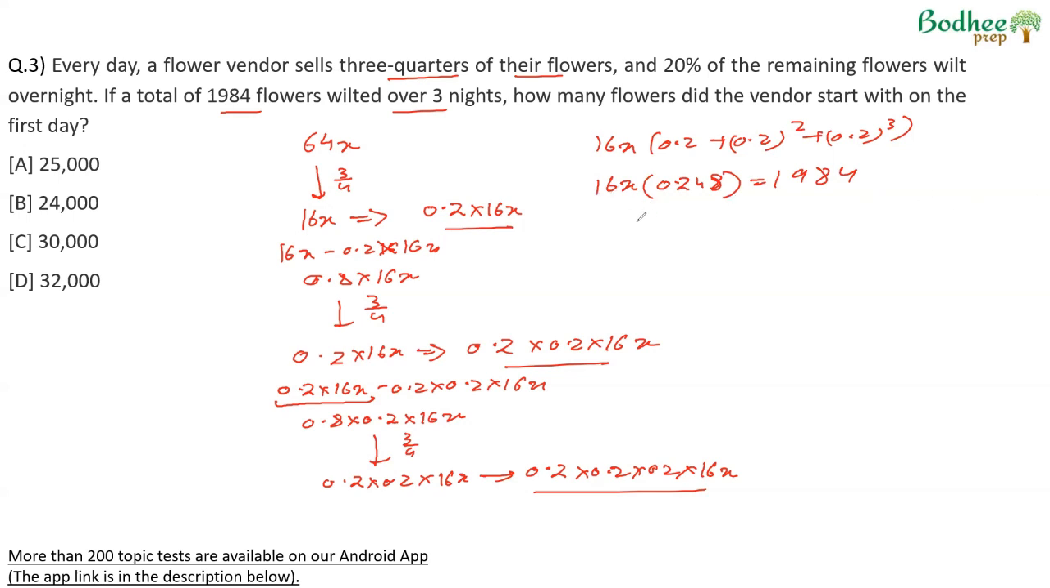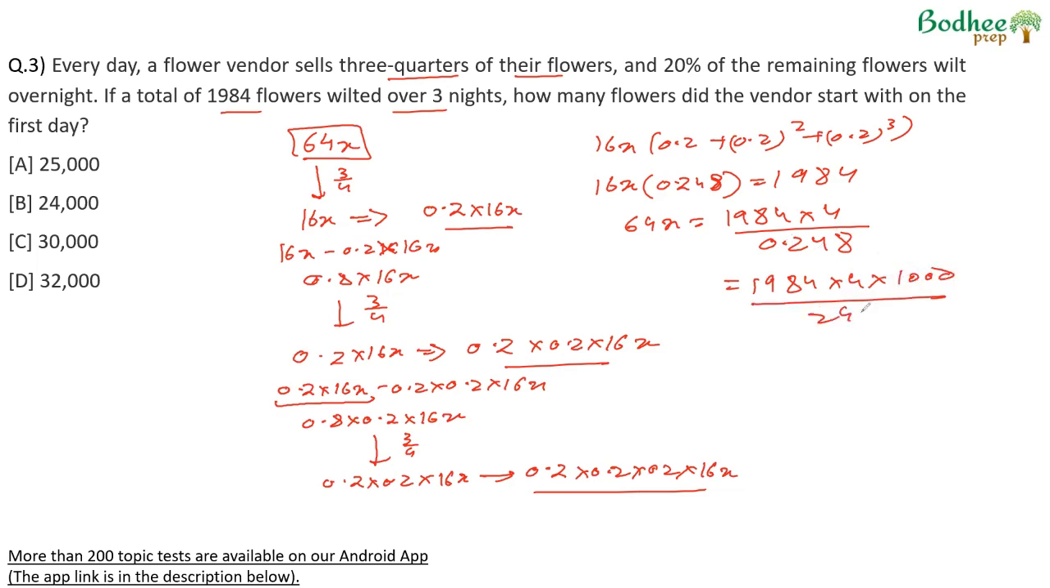Let us write x as how many flowers the vendor starts with. The vendor started with 64x. We have to find the value of 64x. So what we do is we multiply by 4 on both sides. So 64x is equal to 1984 into 4 upon 0.248. The logic being, we have to find the number of flowers that he started with. 16 into 4 is 64. So multiplying by 4 on both sides, the number of flowers can be written as 1984 into 4 into 1000, to remove the decimal, upon 248.